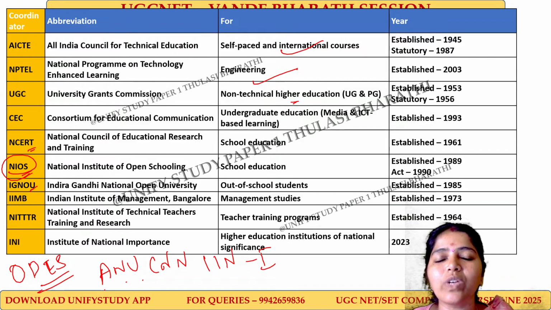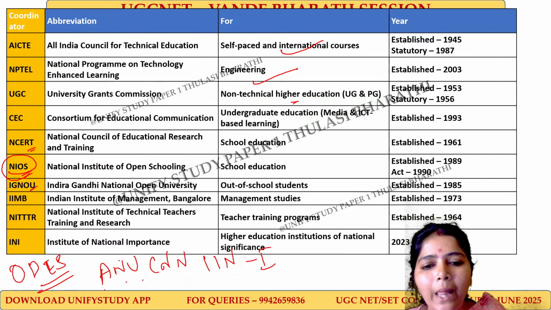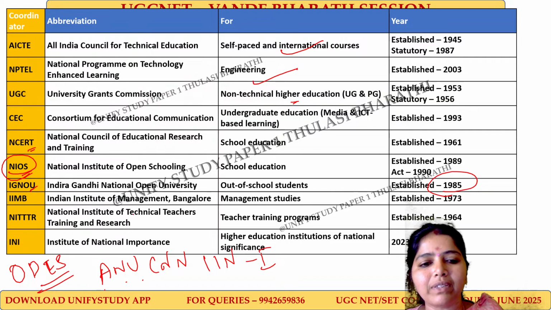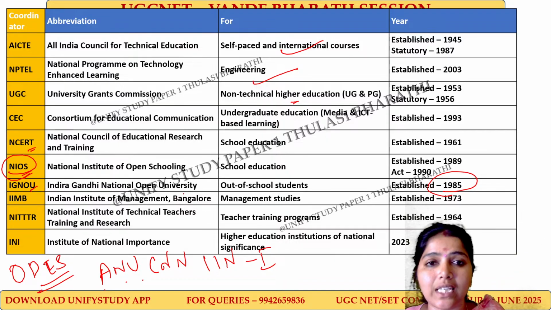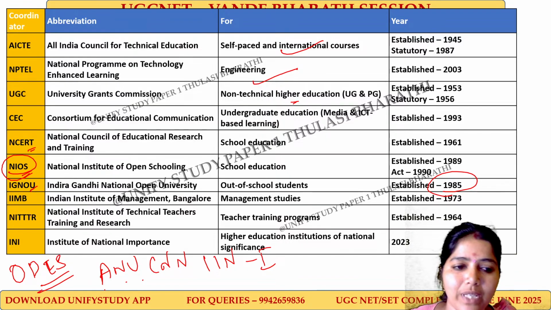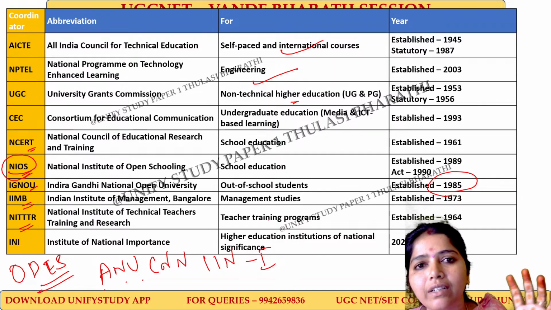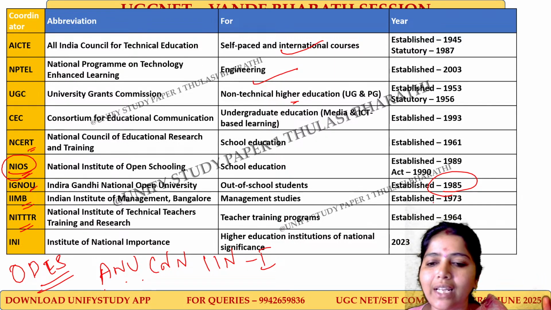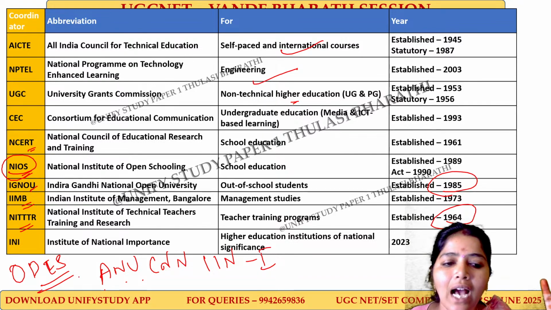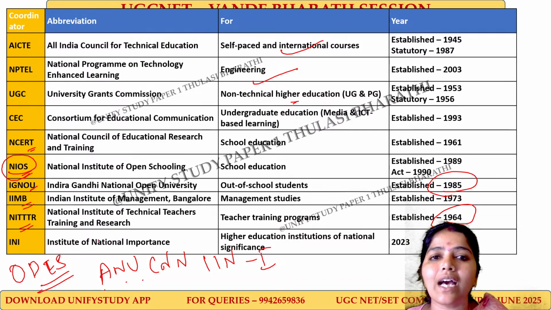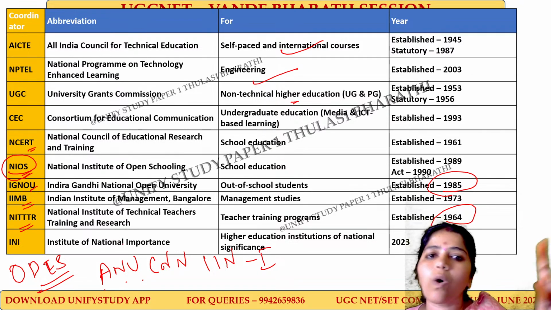And then we have IGNOU, Indira Gandhi National Open University, in the year 1985. But with respect to Open Universities, we already had the first Open University in the year 1982, by Ambedkar Open University. And then we have the Indian Institute of Management, Bangalore, and then NITTR, National Institute of Technical Teachers Training and Research. It is a main program for teacher training. It started in the year 1964, and this is in Chennai. This NITTR branch in Chennai was the coordinator for this one.